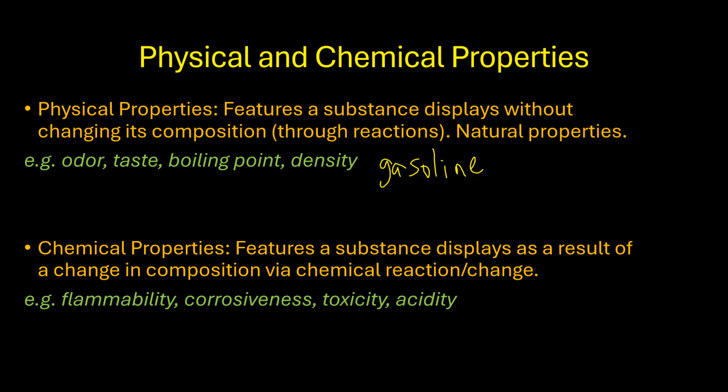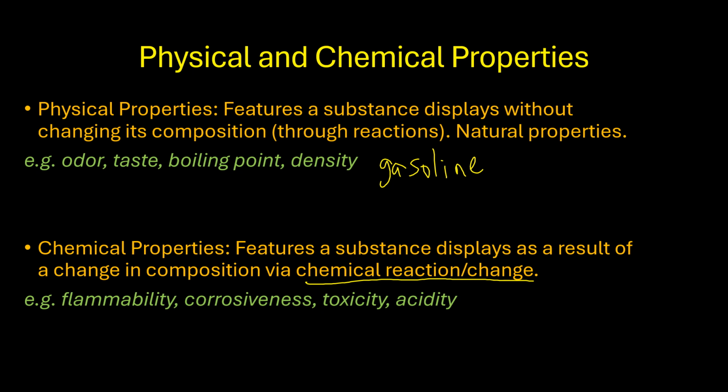Then, if we bring it to the chemical properties, these are features a substance will only display when it is going through a chemical reaction or a chemical change. So, these are things that aren't naturally showing up with the substance. The substance has to go through some type of chemical change before we can identify these chemical properties.